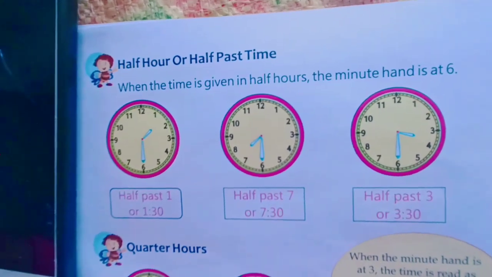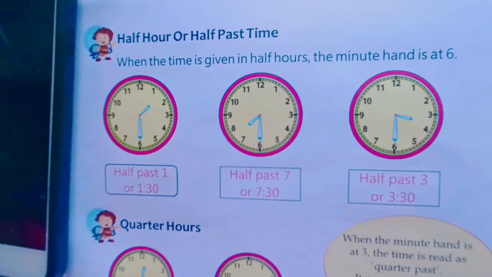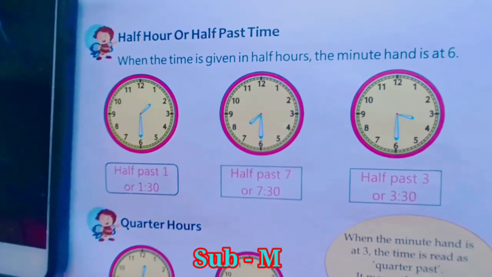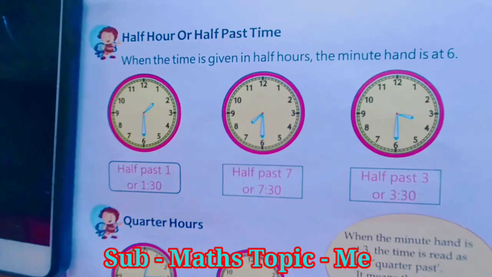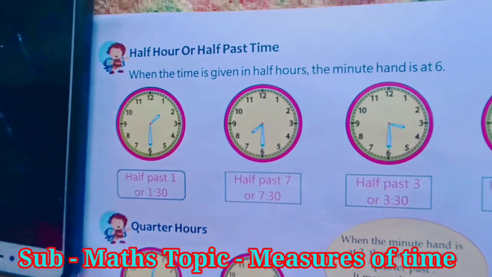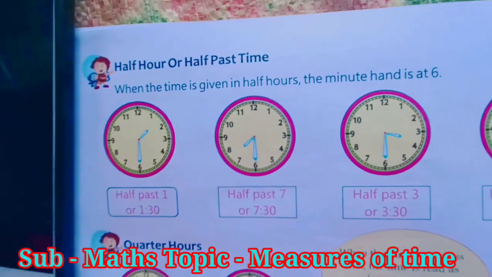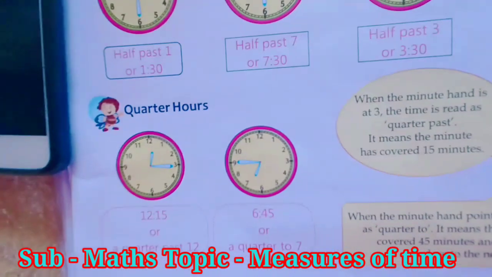Once again, I am repeating, children. Whenever it is half past time, the minute hand is at 6. Keep it in your mind, don't forget it. The minute hand is at 6, the time is half past. Okay, next we will learn quarter hours.